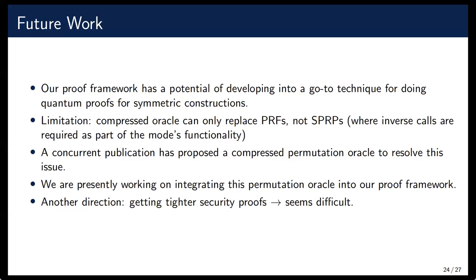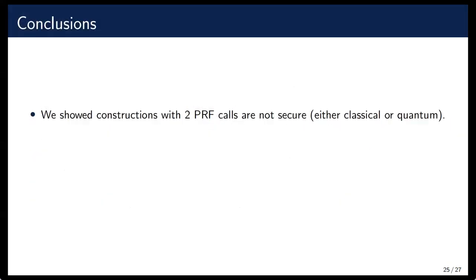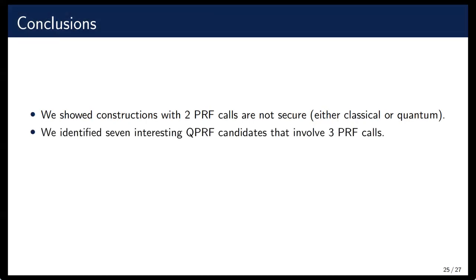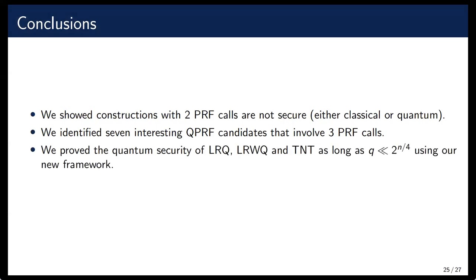Another direction would be to get tighter security proofs, but it seems quite difficult. So, just to conclude the talk, we show that constructions involving two PRF internal calls either have a quantum or a classical attack on them. We identify seven interesting quantum PRF candidates that involve three internal PRF calls, and we prove the quantum security of three constructions, LRQ, LRWQ, and DND, as long as the number of queries is small, up to 2 to the n by 4, using our new framework. Thank you for your attention.